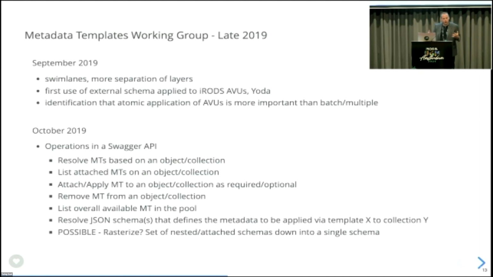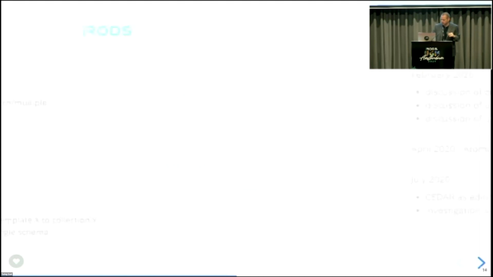We could see how a UI could use these 6 or 7 endpoints, as well as this 6th one, which was to resolve the schemas that define the metadata on a particular combination of templates. We didn't understand how to do that, but we said it out loud. We wrote it down. And then, of course, the last one was, well, what if I wanted to collapse them down? And that sounded hard. I didn't know how to do that.